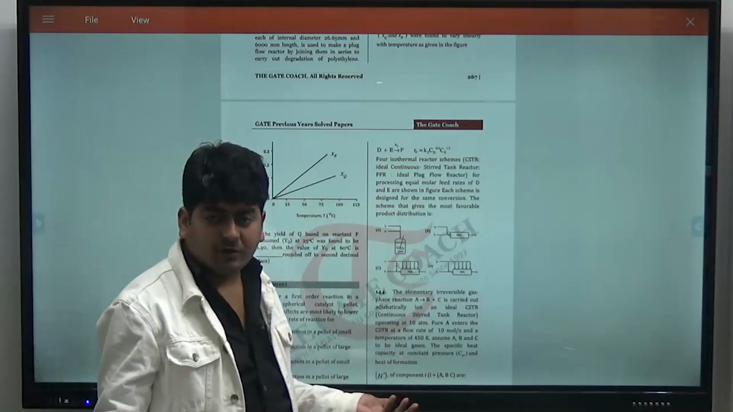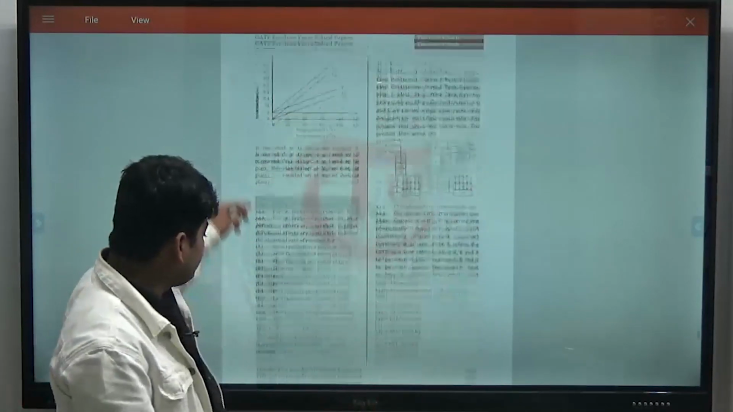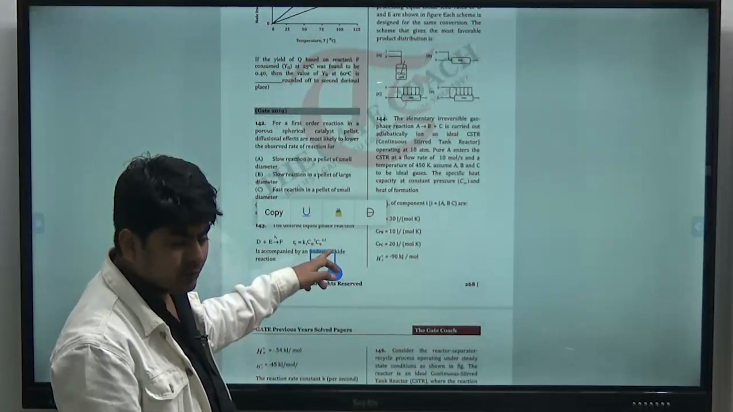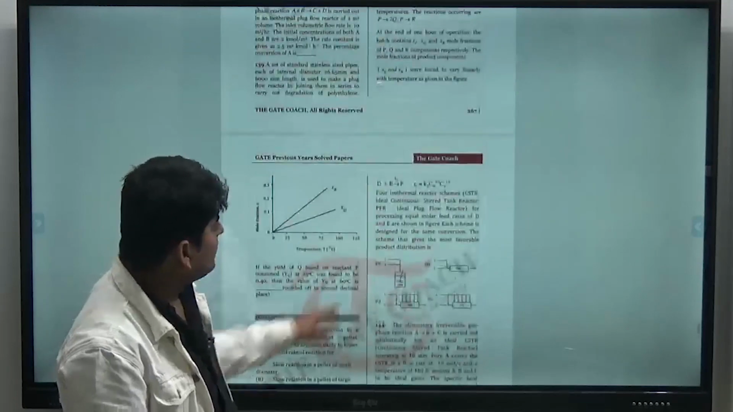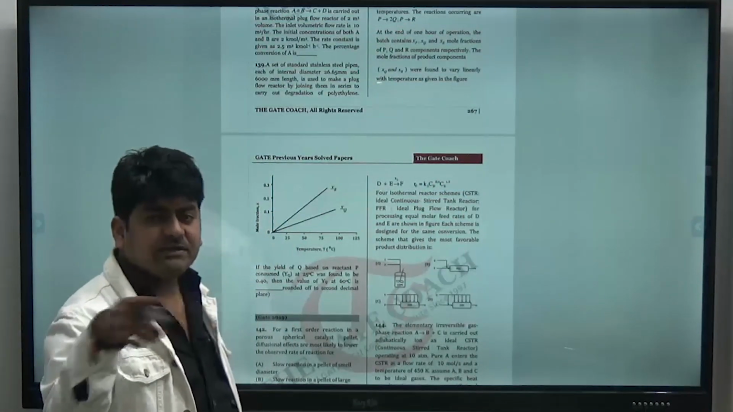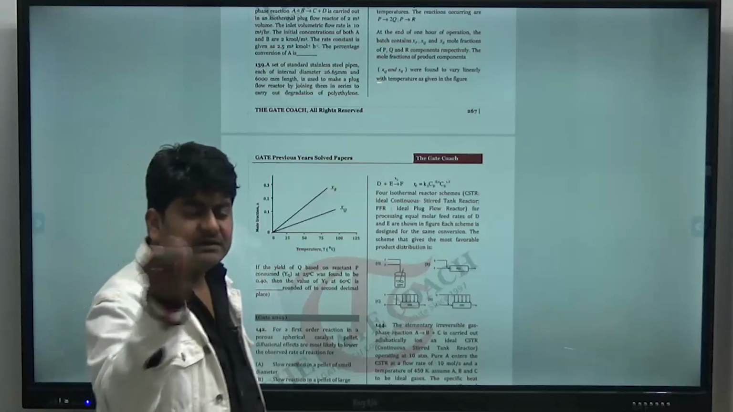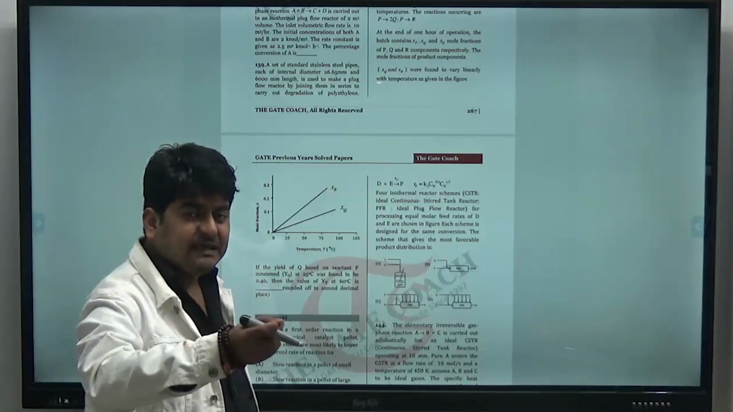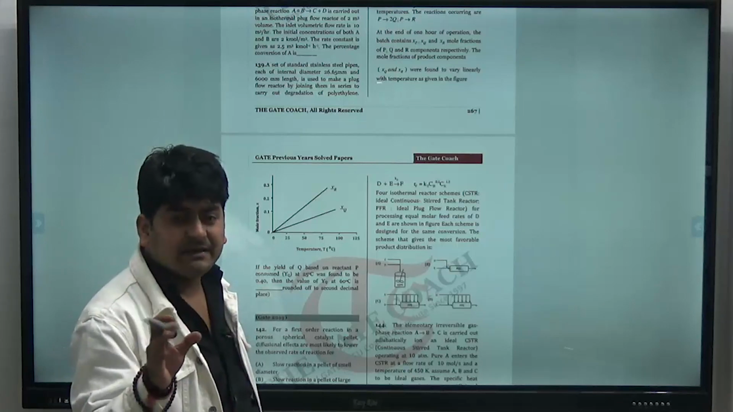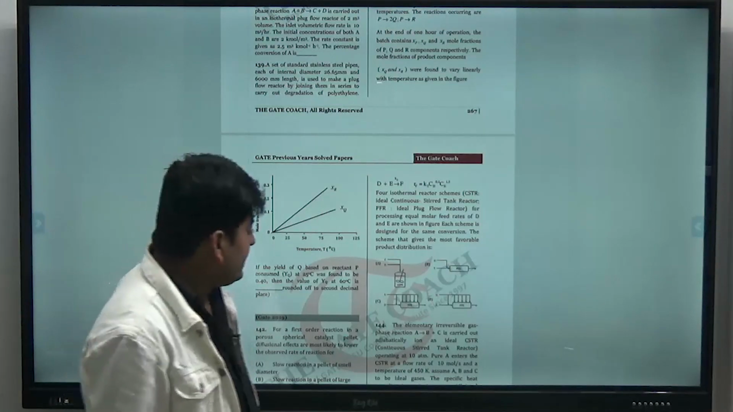Obviously I want the formation of the desired product to be more. So here if you see CD square CE power 0.3, CD power 0.4, CE power 1.5. When you take the selectivity, you will see that CD power is positive, CE power is negative. It means I want to have high CD and low CE.